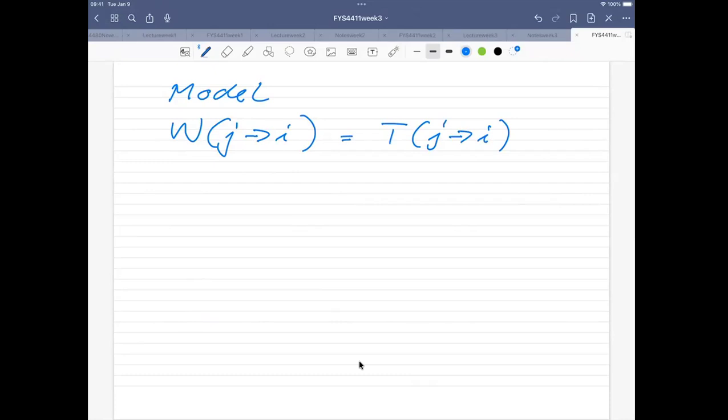But often this is a very complicated quantity for which it's basically impossible to extract an analytical expression. Or even if you have one, it's too difficult to simulate from it. So we define this one as the probability of making the transition.